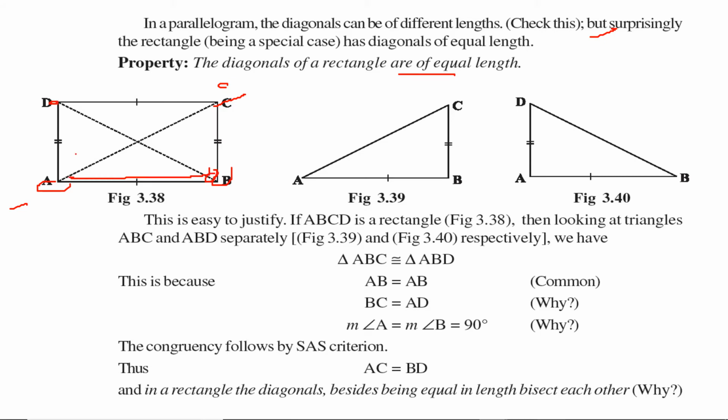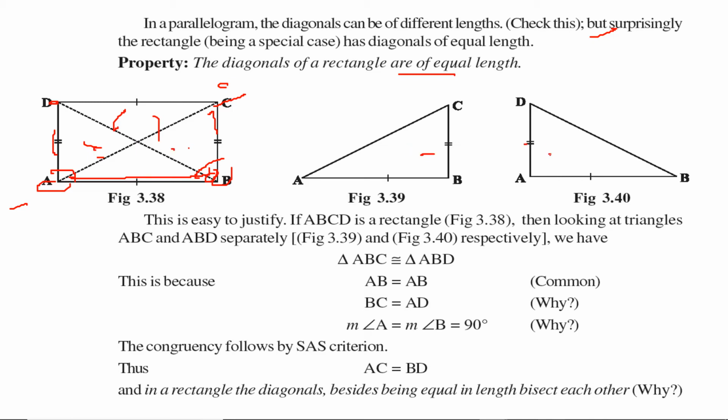This is the common base. These two sides are equal. This angle is equal to this angle, 90 degrees. These two triangles are congruent, and when they are congruent, the diagonals ought to be equal. This side is equal to this side because of these two congruencies.